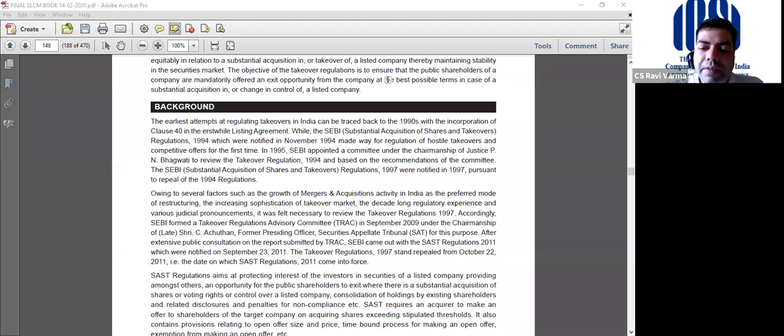Second, say for example, I'm making an offer. I have to make it for 26%. Once I cross the 25% level, to whom is this 26% offer made? This 26% is made to the remaining shareholders. Why the public? Because say, for example, a company X is a listed company. I want to acquire this listed company X. I have entered into an agreement with somebody, but I have decided to make a public offer to go beyond 25%. I made a public offer.